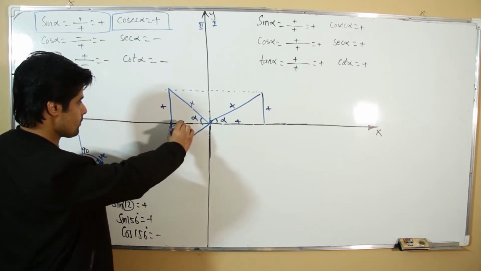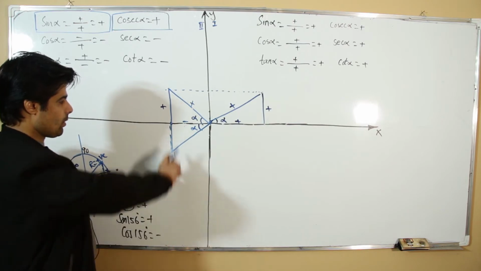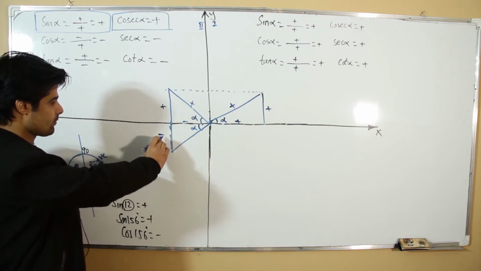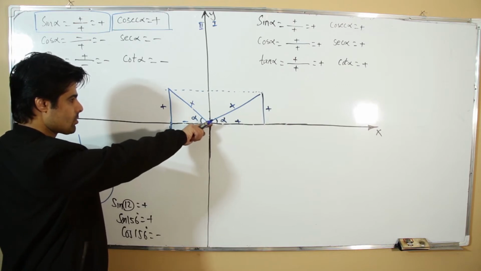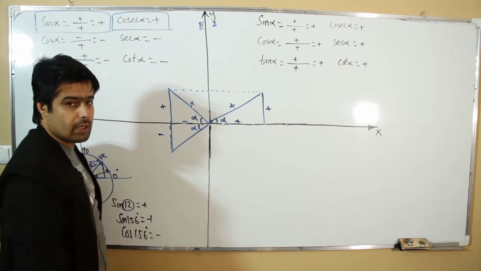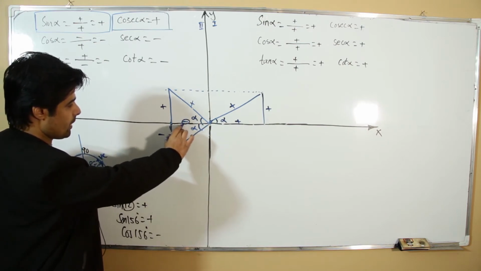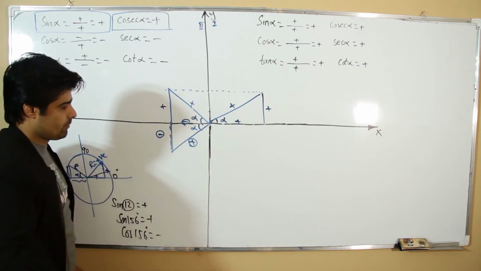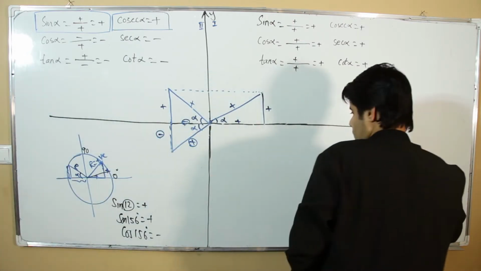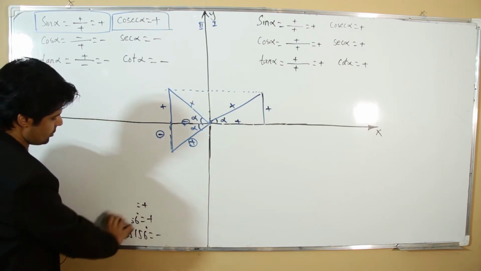Now come to the next region. This one is now your alpha. Its opposite side is negative. Why? Because it is under this OY, I mean on the negative side. This is your adjacent, which is once again negative. And hypotenuse is positive. Now we will talk about sine, cosine, and the remaining trigonometric ratios.